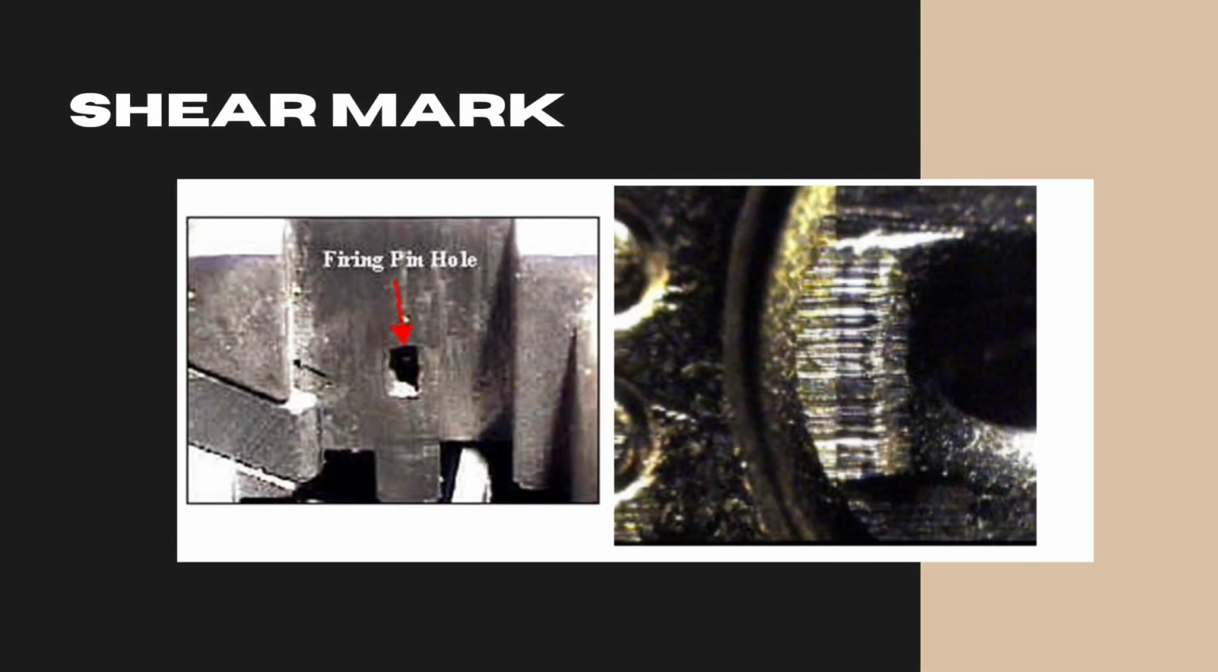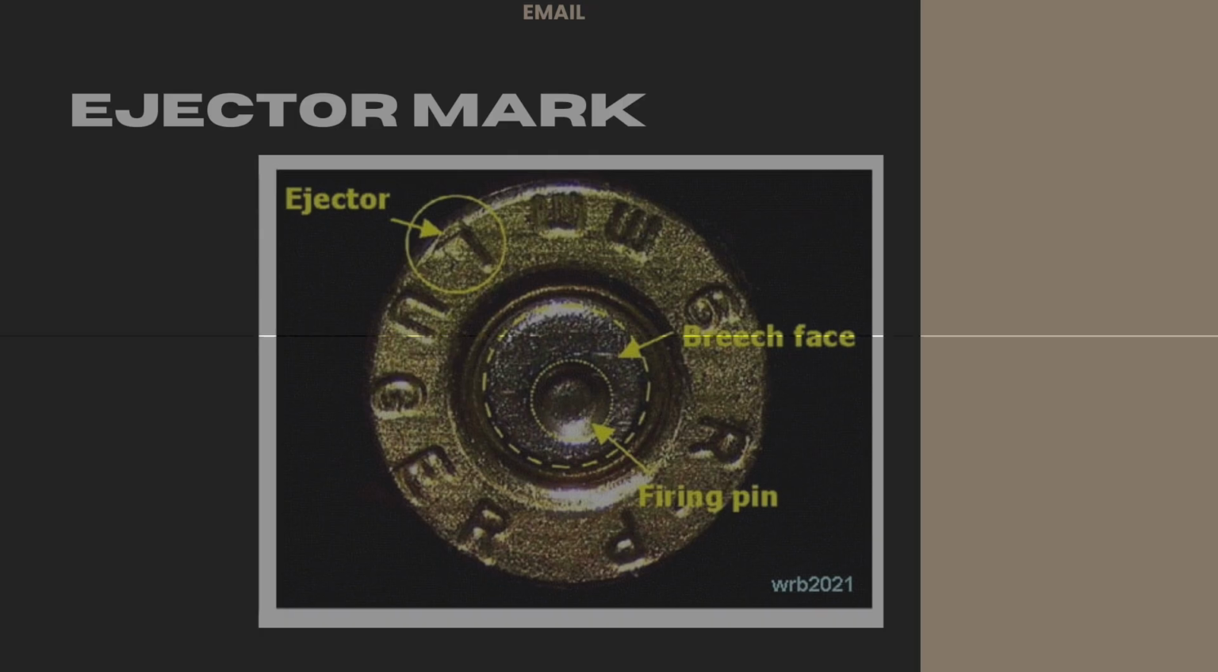Fourth, the shear mark. Shear marks occur when the extractor slips or partially cuts into the rim while pulling the cartridge. They usually appear as shaved off or partially cut sections on the rim.